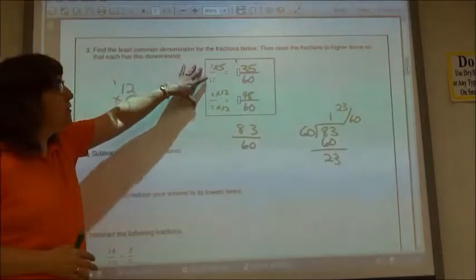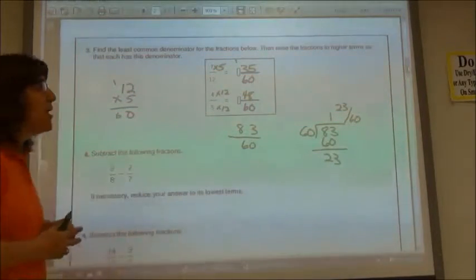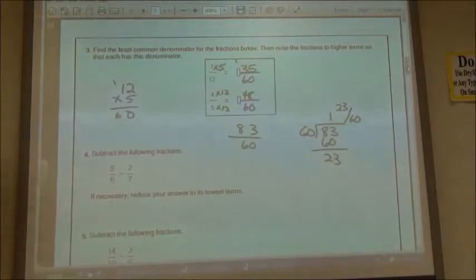So it'll have you start doing some of these, but eventually it'll get to the point where it tells you to add them together and then write your answer either in simplified form or as a mixed number.